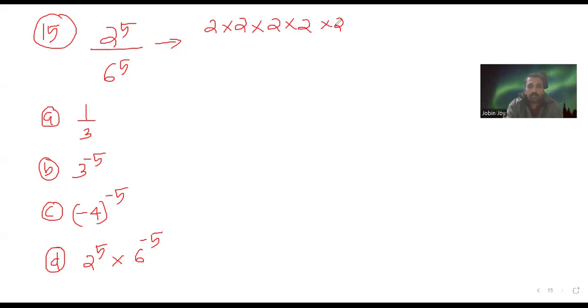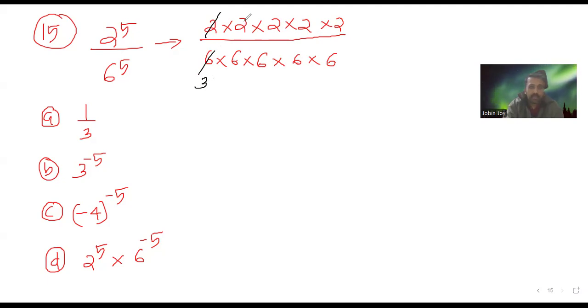1, 2, 3, 4, 5. The whole divided by 6 raised to 5 means 6 into 6 into 6 into 6 into 6. Then I will cancel this 2 with the 6. So 3 into 2 is 6. So here 3 remaining, again here 3 remaining, here 3 remaining, here 3 remaining. So that means this will be equal to 1 by 3 raised to 5.